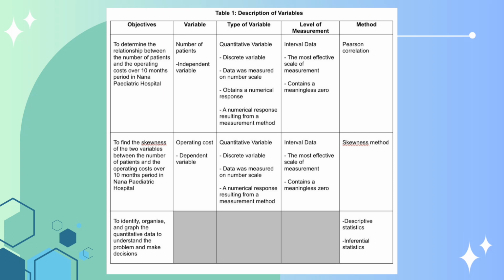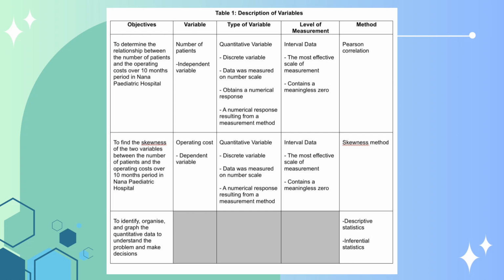Data was measured on number scale. It obtains a numerical response, a numerical response resulting from a measurement method. As you can see, the level of measurement is the same, which is the interval data. It is the most effective scale of measurement and contains a meaningless zero.